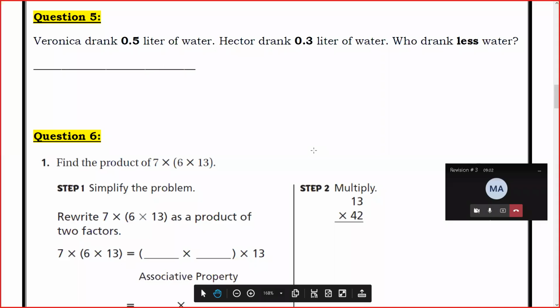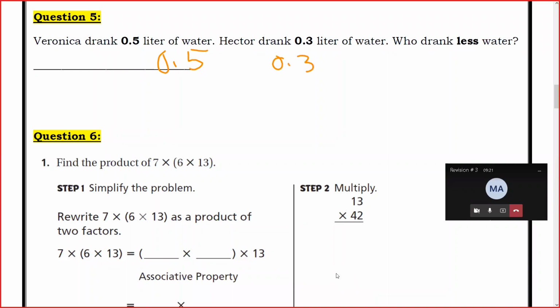Veronica drank 0.5 liter of water. Hector drank 0.3 liter of water. Who drank less water? So what do I need to do here? I need to compare between these two numbers, 0.5 and 0.3. What is the greater number, 0.5 or 0.3? 0.5. So who drank less water? Veronica or Hector? Hector. Yeah.